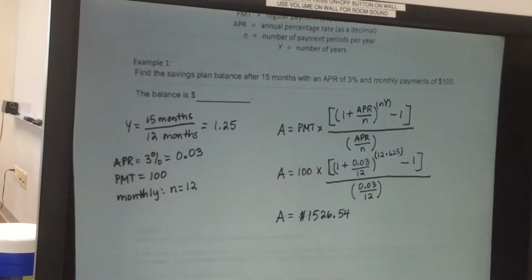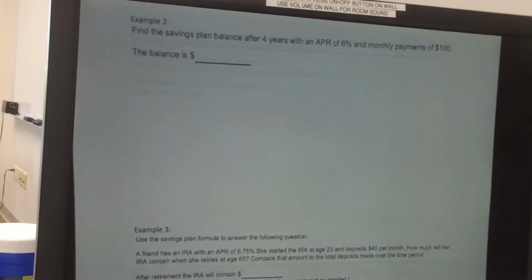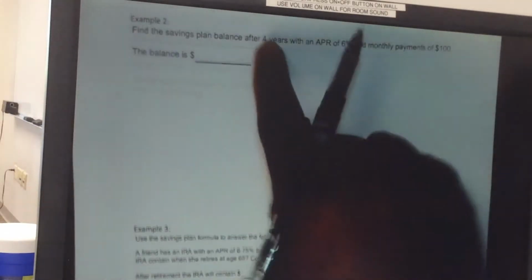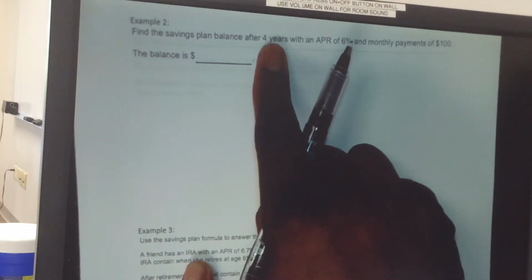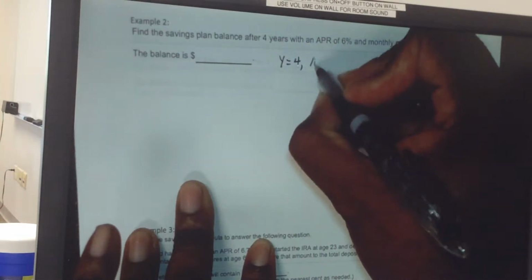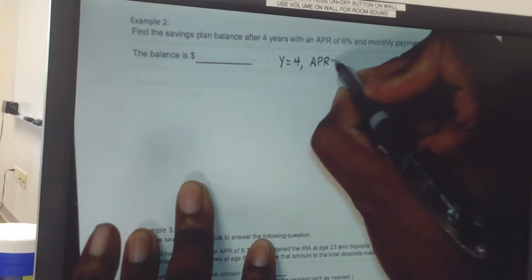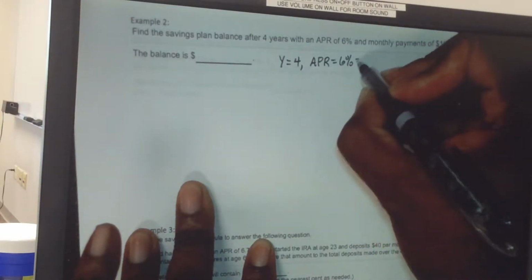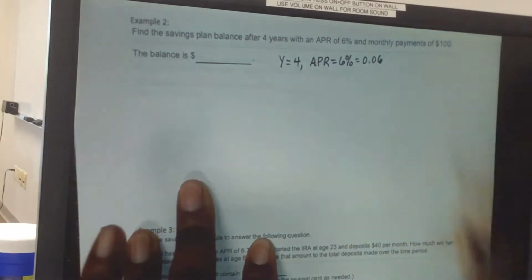Okay. All right, here's another example of that, and hopefully I'll do this correct. Find the savings plan balance after 4 years with an APR of 6% and monthly payments of $100. Okay, so now this is after 4 years. So here the Y is going to be equal to 4. Your APR, that's going to be 6%, but 6% as a decimal will be 0.06.